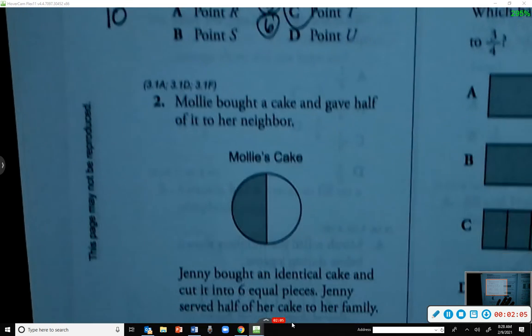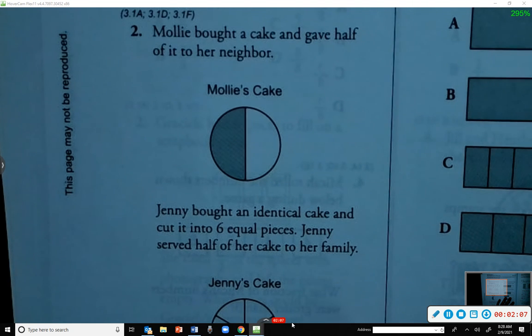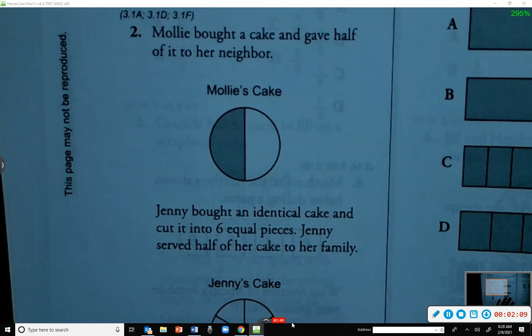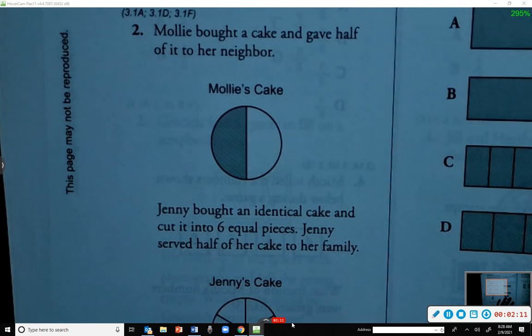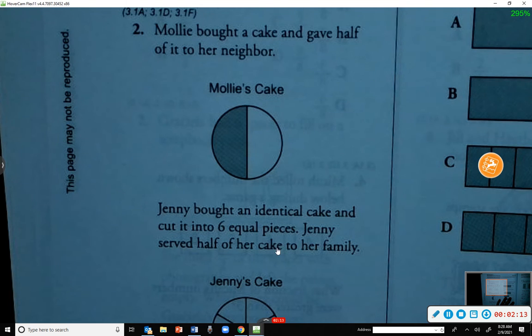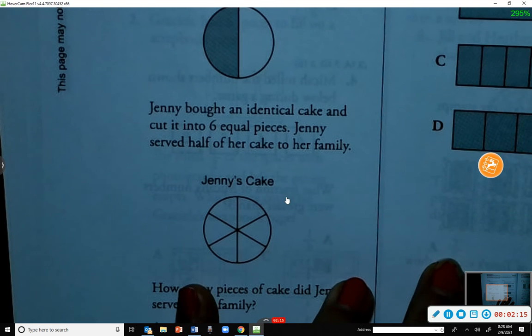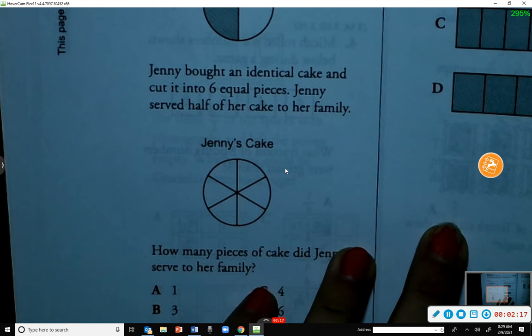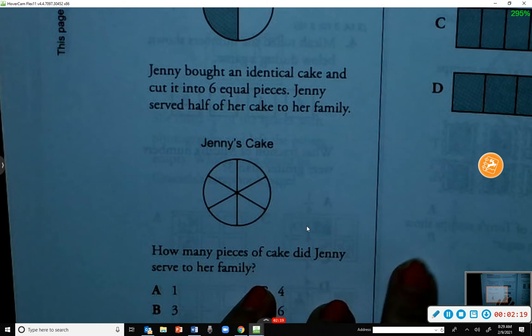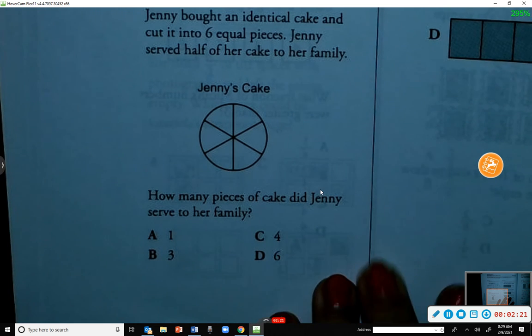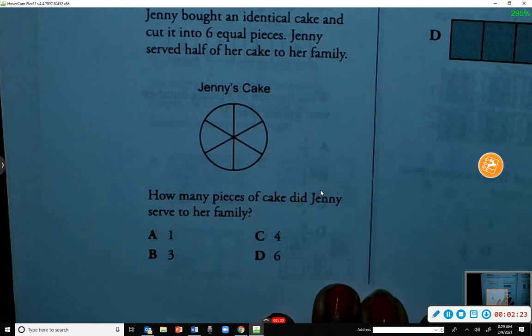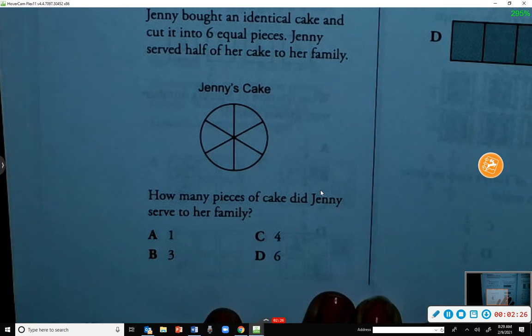Okay, number 2. Molly bought a cake and gave half of it to her neighbor. Jenny bought an identical cake and cut it into 6 equal pieces. Jenny served half of her cake to her family. How many pieces of cake did Jenny serve to her family? Well, there's 6 pieces, right? So how many would she serve to equal half?